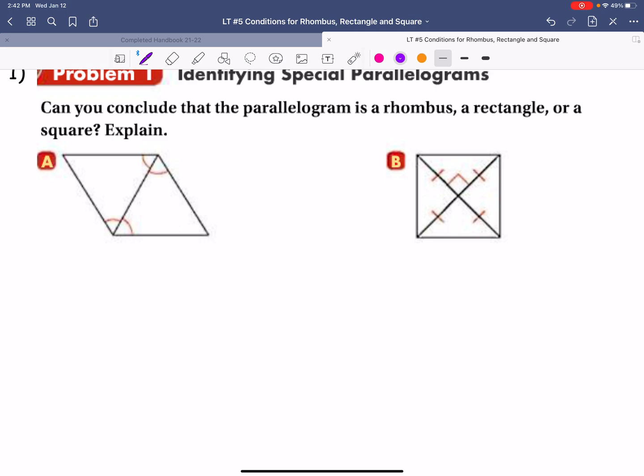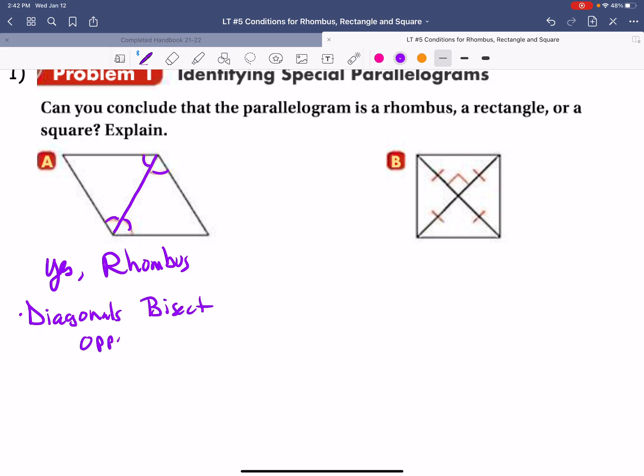Can you conclude that a parallelogram is a rhombus, rectangle, or square? So what we have here is this diagonal is bisecting these two angles. So we say yes, we know it's a rhombus. And we know it's a rhombus because in a rhombus, diagonals bisect opposite angles. So that's how we can verify that that is a rhombus.